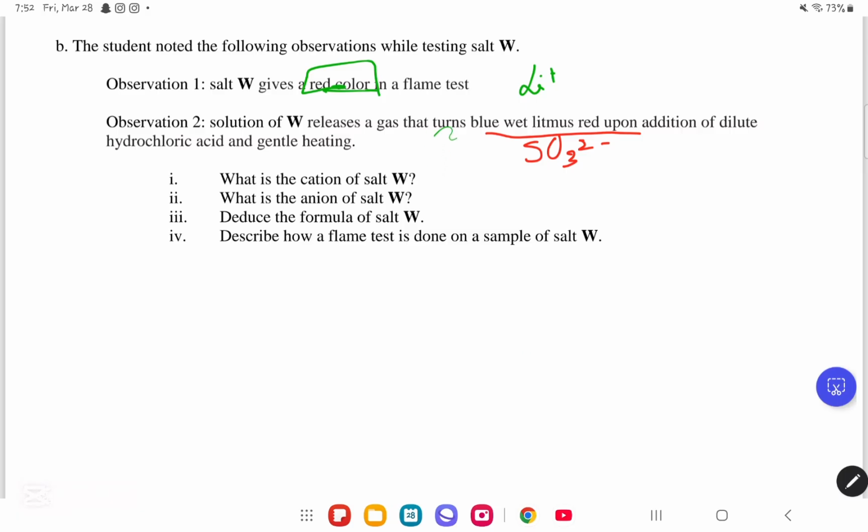So the cation of salt W is Li+, the anion is SO3 2-, and the salt is Li2SO3. Now describe how a flame test is done on a sample of salt.